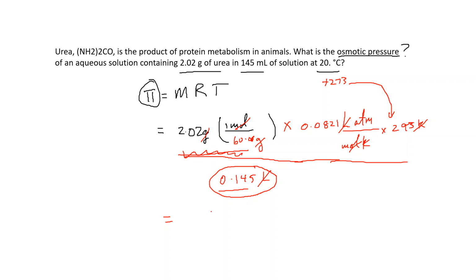Okay, so let me go ahead and put the numbers in my calculator. 60.06 times 0.0821 times 293, and divide that by 0.145. And according to my calculation, when rounded off to 3 sig figs, this becomes equal to 5.58 atmospheres. And that would be the osmotic pressure of that solution.